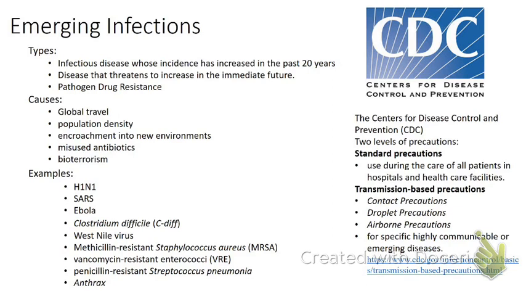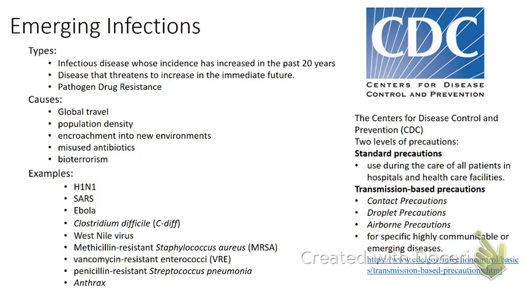This is just an information slide, and these things are usually hospital acquired, not H1N1, SARS, Ebola, but you'll see C. diff, MRSA, VRE, strep pneumonia. These things are usually only found hospital acquired.